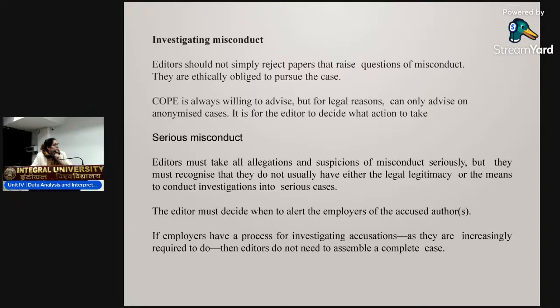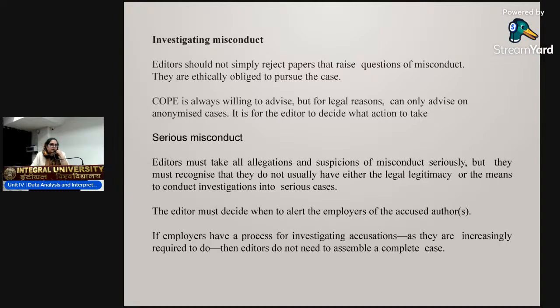Investigating misconduct. Editors should not simply reject papers that raise questions of misconduct. Okay, so this is a guideline for editors. They don't have to simply reject papers that have red flags. Editors are also ethically obliged to pursue the case.